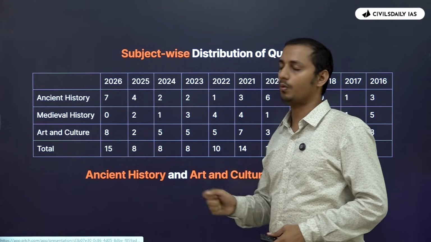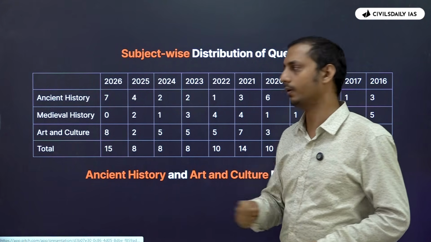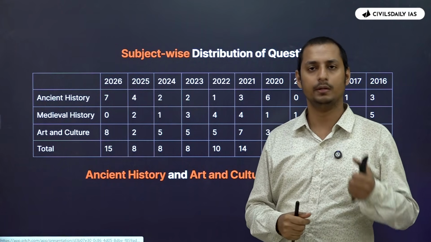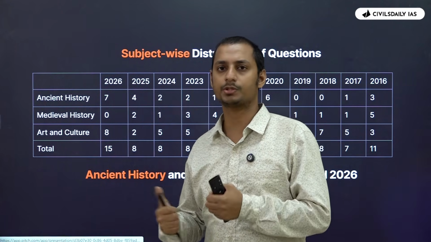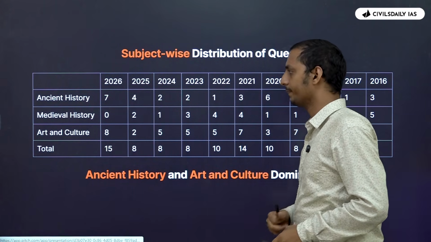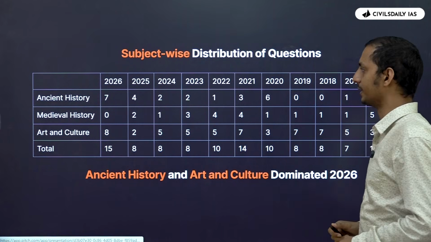And art and culture also had a significant jump, especially with respect to music related questions. So close to 8 questions from art and culture were there. So when you compare AMAC, 15 questions were there, and modern history, 5 questions were there, making the total 20 questions from history here. So AMAC, ancient history and art and culture had the most number of questions here.